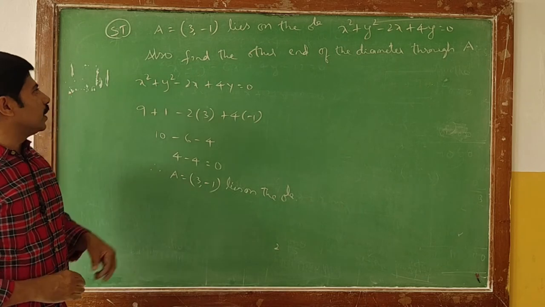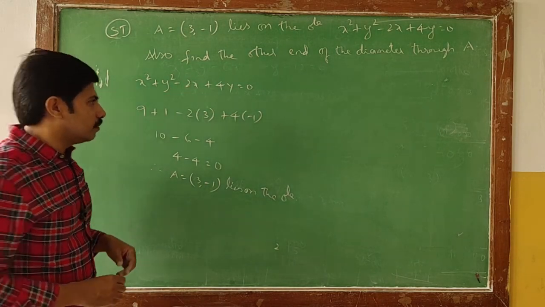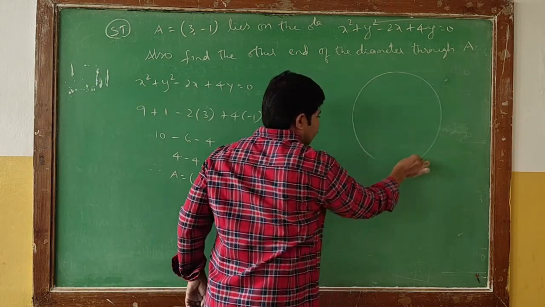So, problem is not completed. Also, find other end of the diameter through A. That means, we draw the circle. Observe the circle.